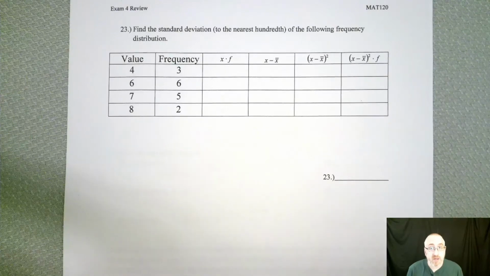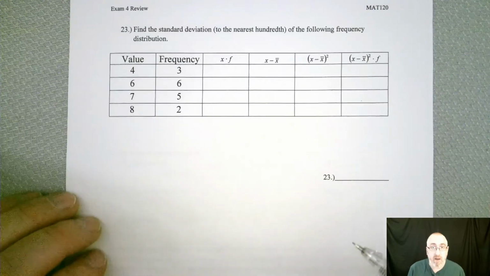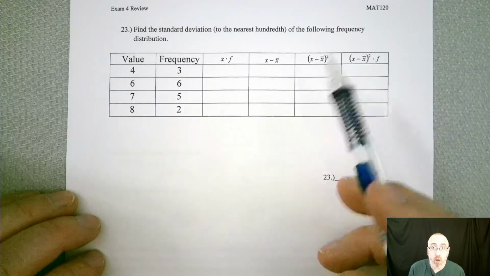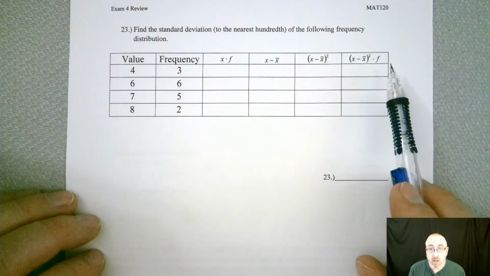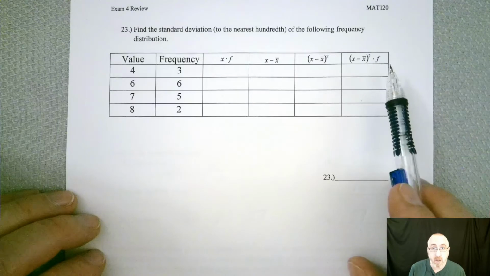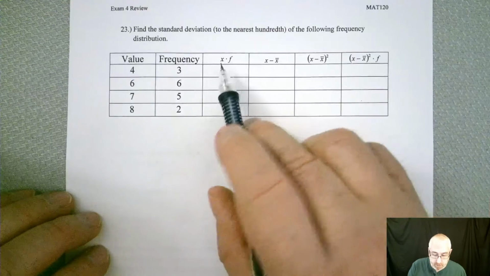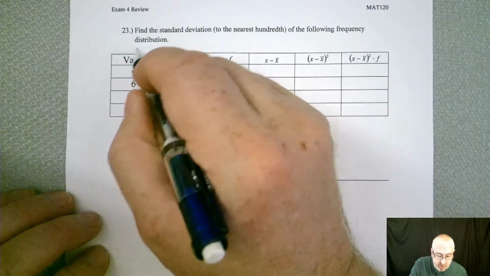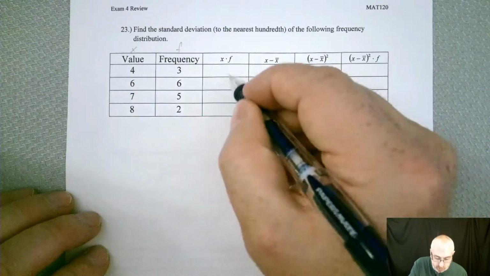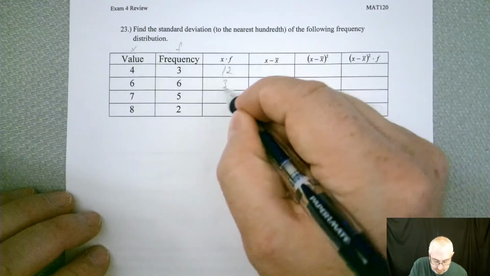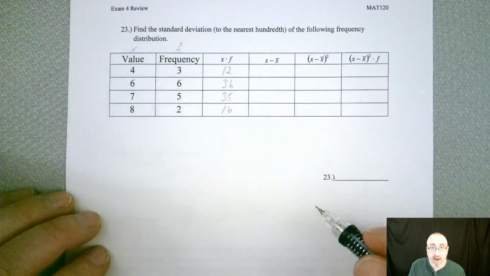All right, so for this last problem on the last page, page 6, we have to find the standard deviation to the nearest hundredth for the following frequency distribution. So we have all of our columns titled and listed here, and now we just fill in each of these columns. The first one, remember, the value is just your x and your frequency is just your f. So we want to multiply those two together. We can do a lot of that without a calculator. So that gives us that column.